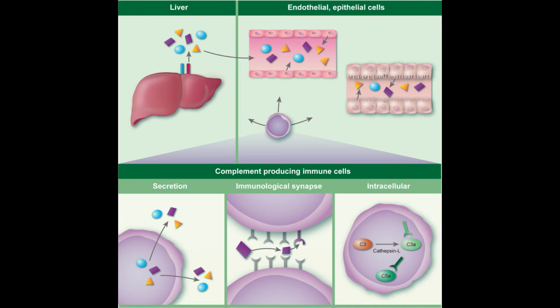Now we're going to talk about the interpretation of laboratory findings. So, the decreased level of complement components or activity may be due to any of the following: decreased production, consumption, or in vitro consumption. The third condition must be ruled out before either of the other two is considered.